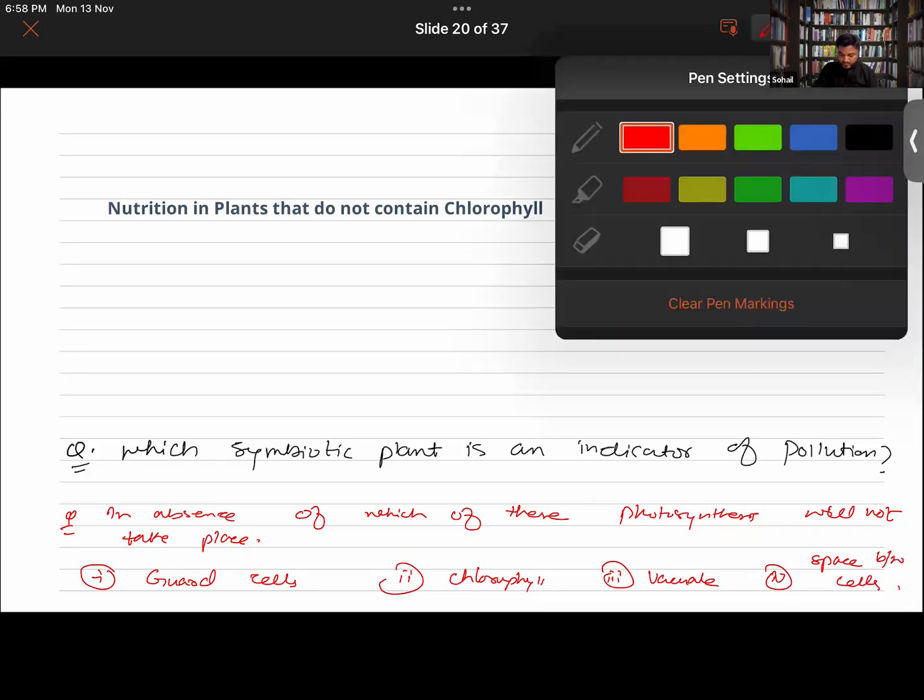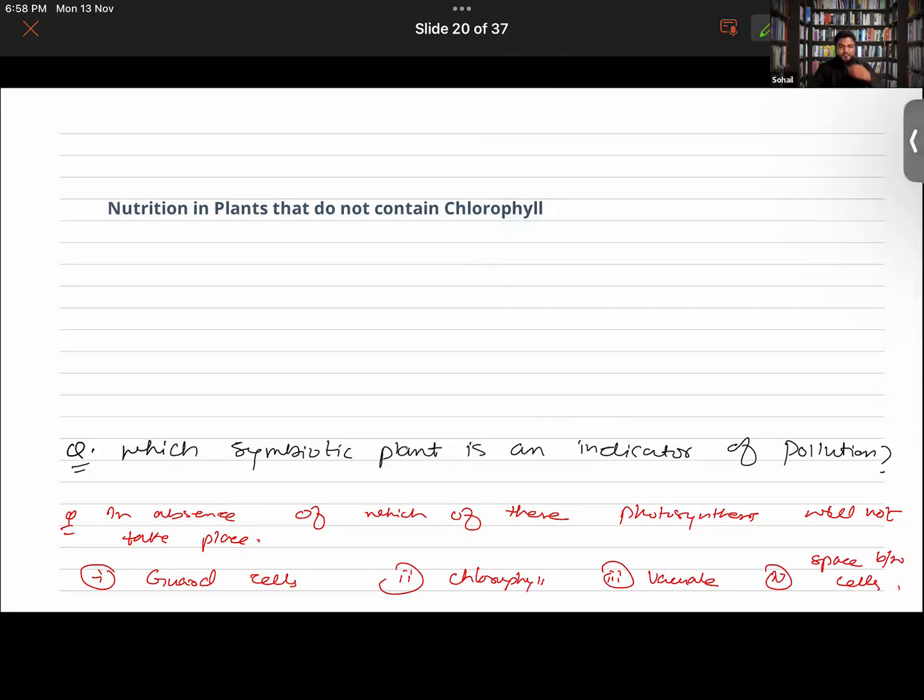What do you think? Sir, actually, I think without all of them photosynthesis wouldn't be possible. But mainly it's chlorophyll. Even if there were no guard cells, vacuole, or space between the cells, there would be some possibility of photosynthesis by chlorophyll. It is the main source of photosynthesis. Exactly. The main reason here is chlorophyll.